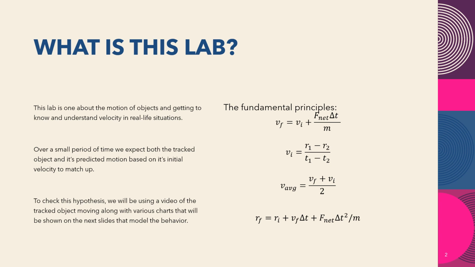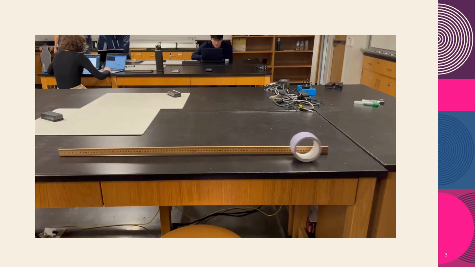To test this hypothesis, we will be using a video of a tracked object moving and our fundamental principles, with a velocity initial function so that we can put something into our predicted algorithm, a final velocity and a final position formula to actually predict that motion, and a velocity average function just to double check that the initial velocity makes sense. And here is our video.